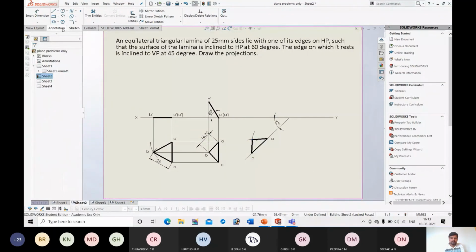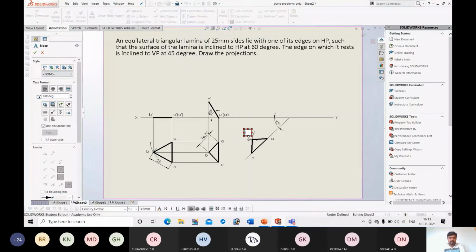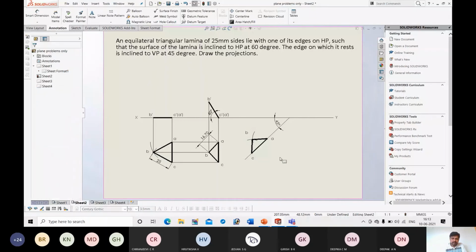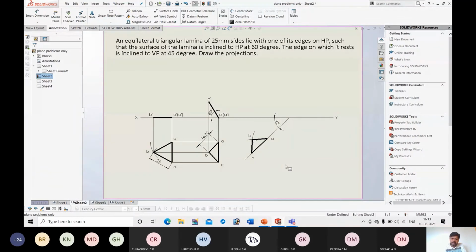Okay, this is point B. So what I did was, I am drawing the same view, the same drawing in a different orientation. So same ABC in a different orientation such that AC is making an inclination of 45. The size remains same, the shape also remains same. Only the orientation is different.